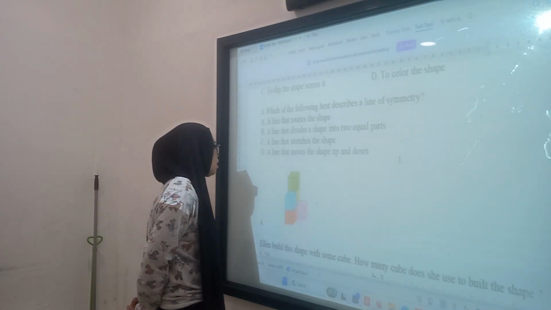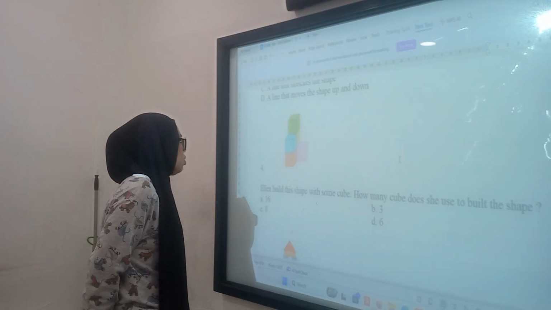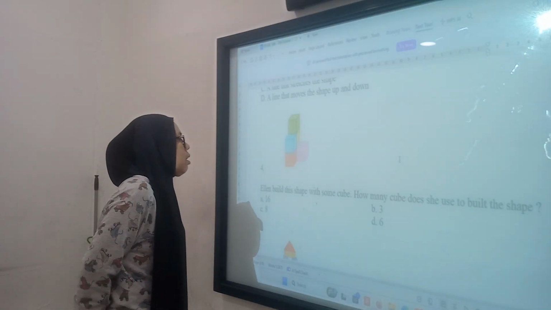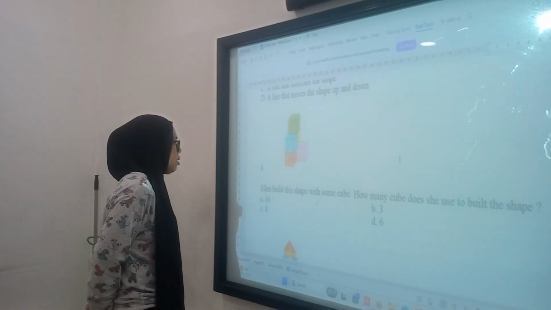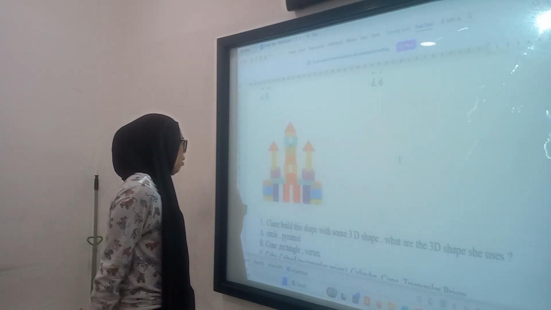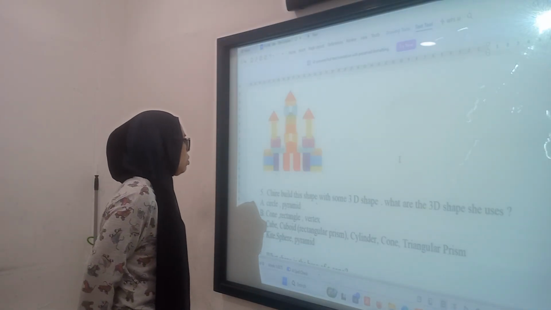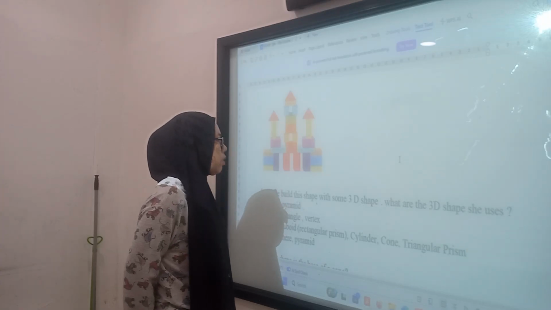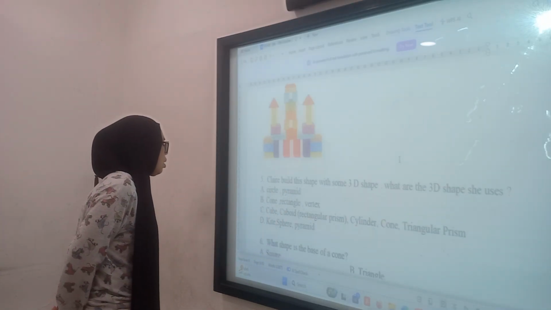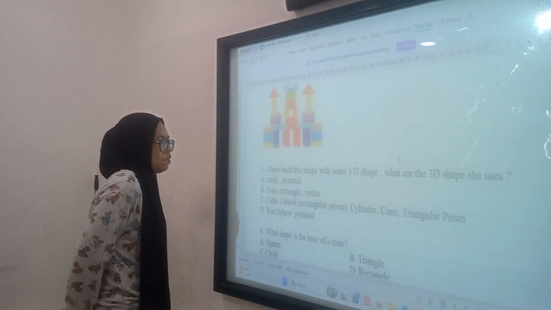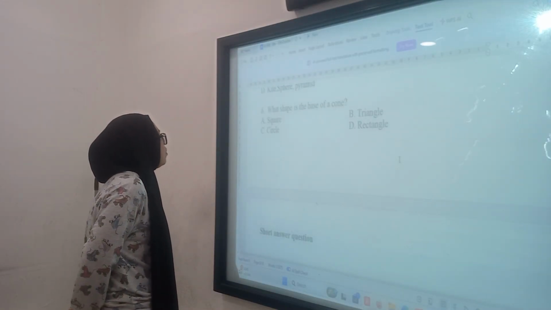The answer is B. Okay, Ellen built the shape with some cubes, and how many cubes does she use to build the shape? Is it 6? B. Claire built the shape with some 3D shapes. What are the 3D shapes? The answer is C. Okay, number 6.